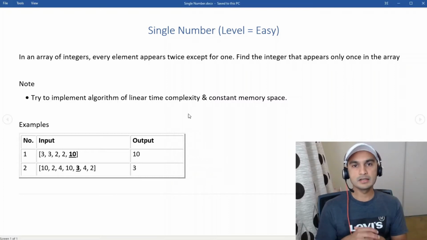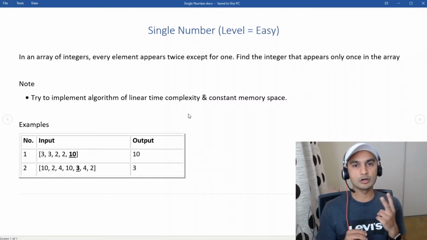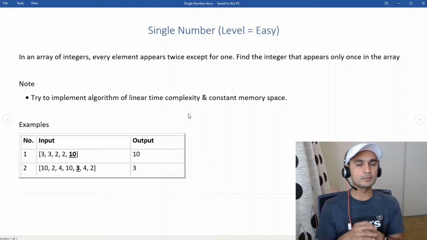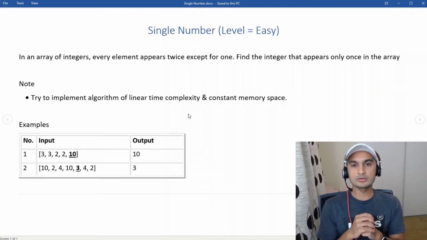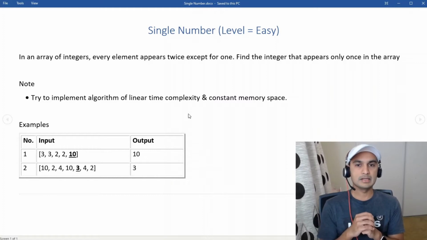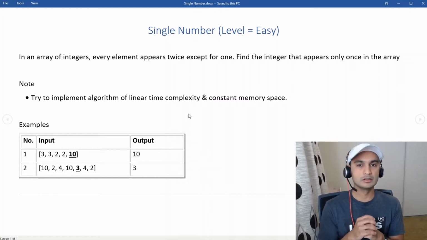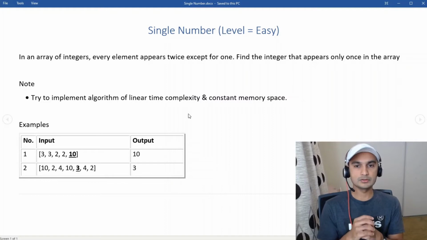Hi guys, in this video we'll take a look at two problems together. Even though the problem description of both the problems is different, the approach or the solution to both the problem is same, and hence we want to look at them together. So let's head on to the first one.